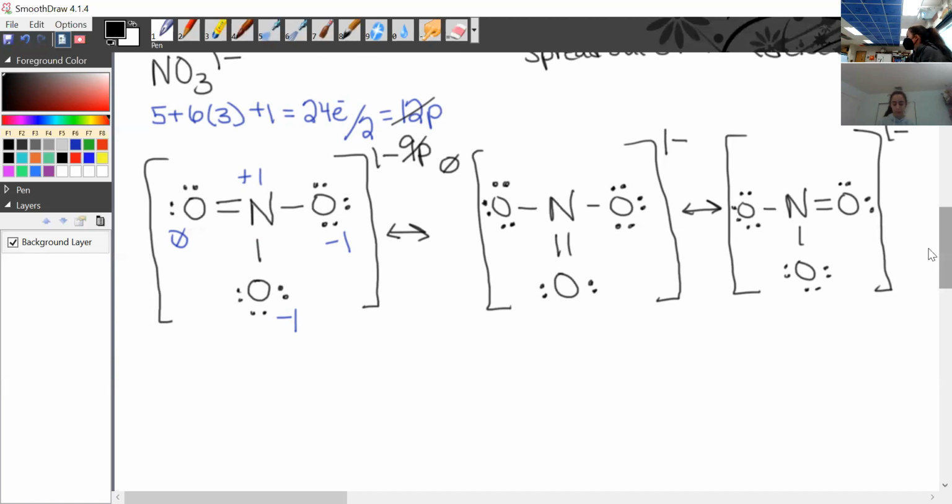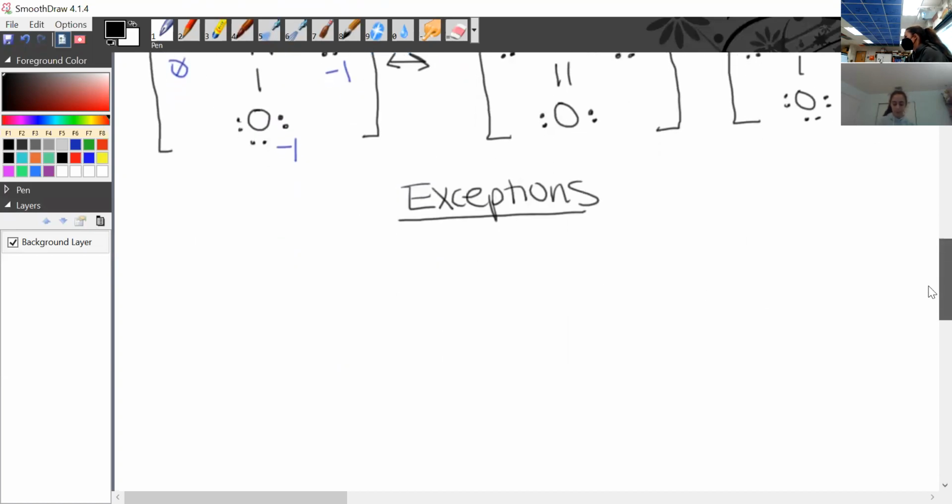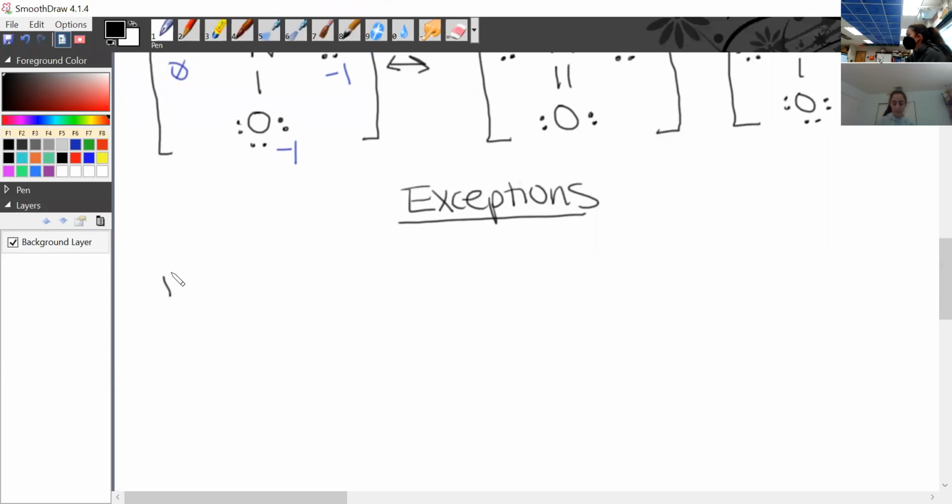All right. So I spent all this time telling you that everybody wants 8 valence electrons, and sure enough, there are some exceptions to every rule that we make in science, right? Nothing is super straightforward. Exceptions. I've been spelling stuff wrong all day today. All right. Let's draw the Lewis dot diagram for, this is the one to the left, BH3. BH3.